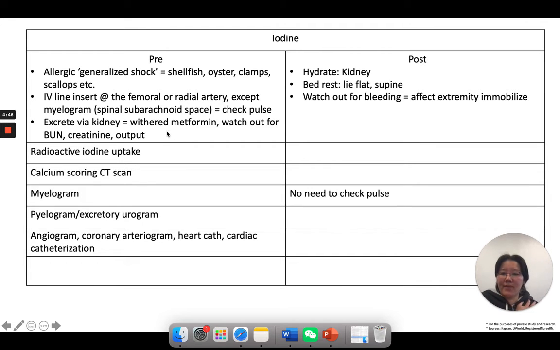And then iodine is excreted through the kidneys, so you want to watch out for BUN, creatinine, and output. Sometimes the question could say the patient is going to have one of these tests, and then the BUN shows an abnormal range. That's something questionable, which you need to inform the doctor about.